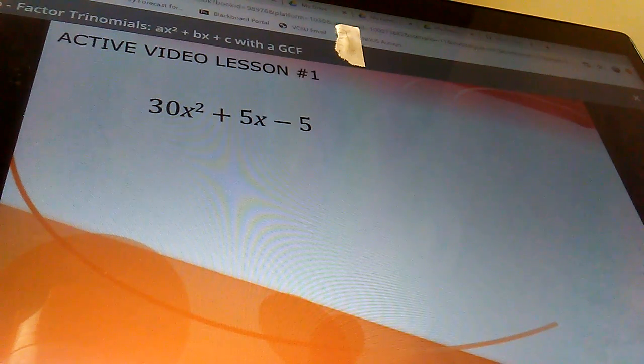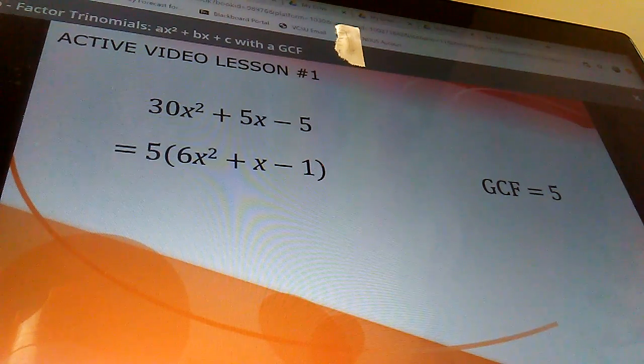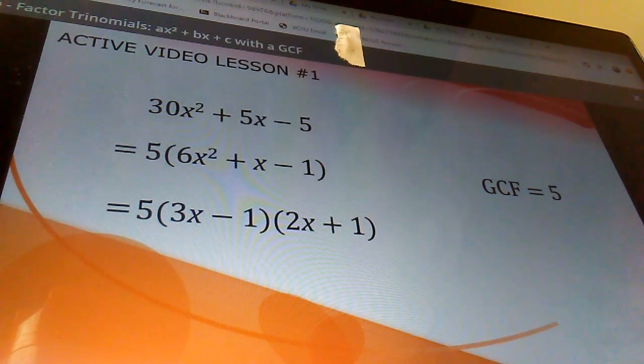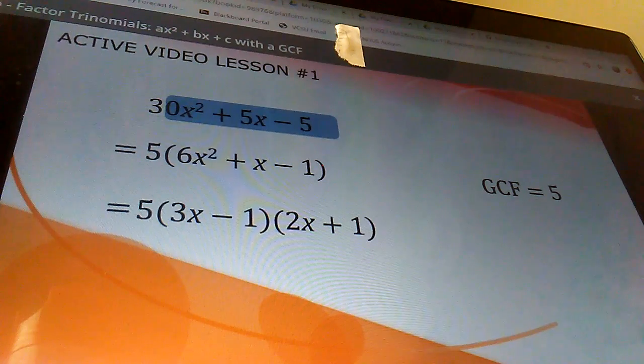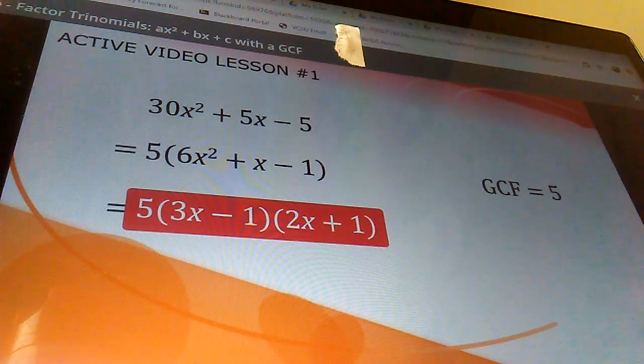Let's check your answer step by step. Factor 30x squared plus 5x minus 5. Did you start by factoring out the greatest common factor of all three terms? You should have 5 times the quantity 6x squared plus x minus 1. Then, did you factor the resulting trinomial into the quantity 3x minus 1 times the quantity 2x plus 1? Did you find that 30x squared plus 5x minus 5 equals 5 times the quantity 3x minus 1 times the quantity 2x plus 1? If you answered no, go back and check your work carefully.